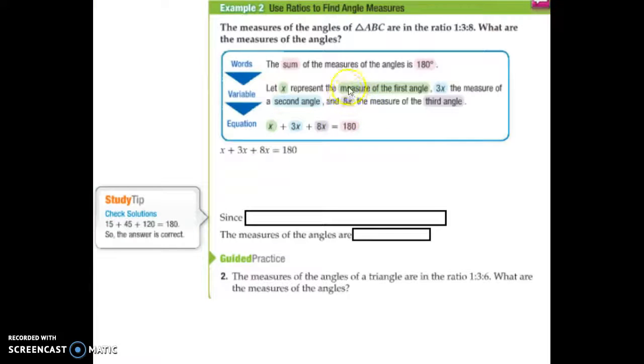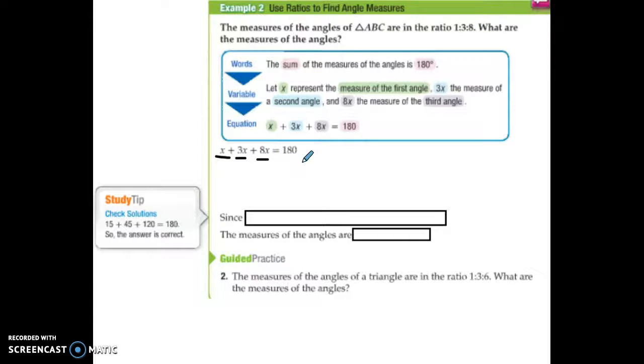This one's a little bit trickier, but we just got done doing ratios. The angle measures of a triangle ABC, that's just the corners or the vertices of the triangle, are in a ratio of 1 to 3 to 8. Okay? That means the first angle is some number, the second angle is 3 times that number, and then the third angle is 8 times that original number. So we don't know what that number is. Let's say that's x. That first number is x. Well, the second angle is 3 times that number, so I'll put 3x. And then the third angle is 8 times whatever that first angle was, 8x.